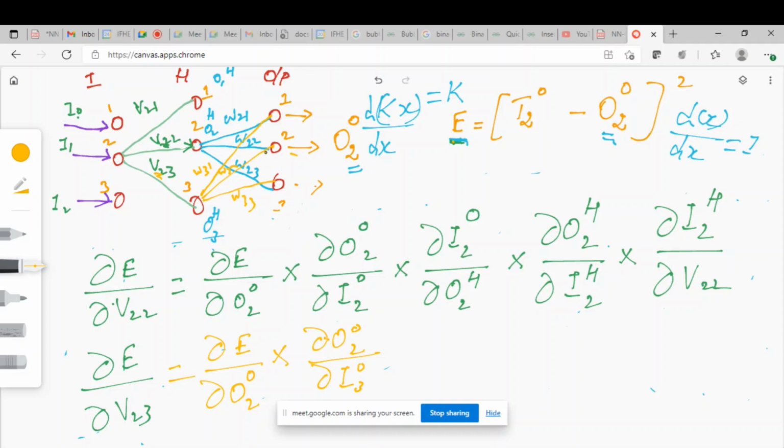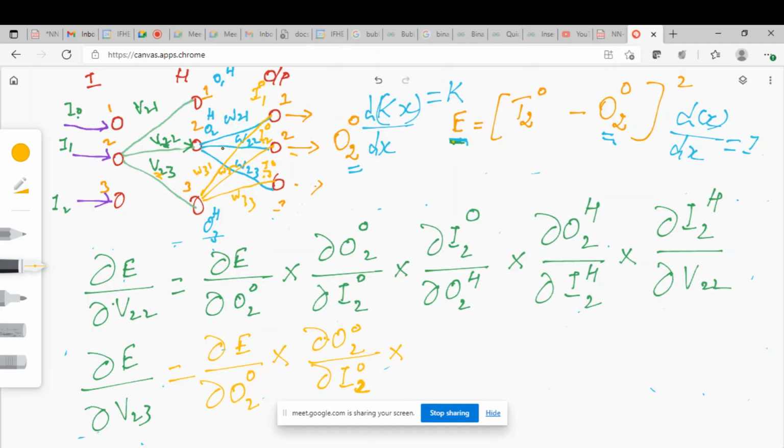See, this output depends only on the input. What is the input to this neuron? This is the input to the first neuron of the output layer. This is the input to the second neuron of the output layer. This is the input to the third neuron of the output layer. We are talking about this O2. This O2 depends on this input. So it is I2O. Now also it's not I3O, it is I2O. Now I2O depends on what?